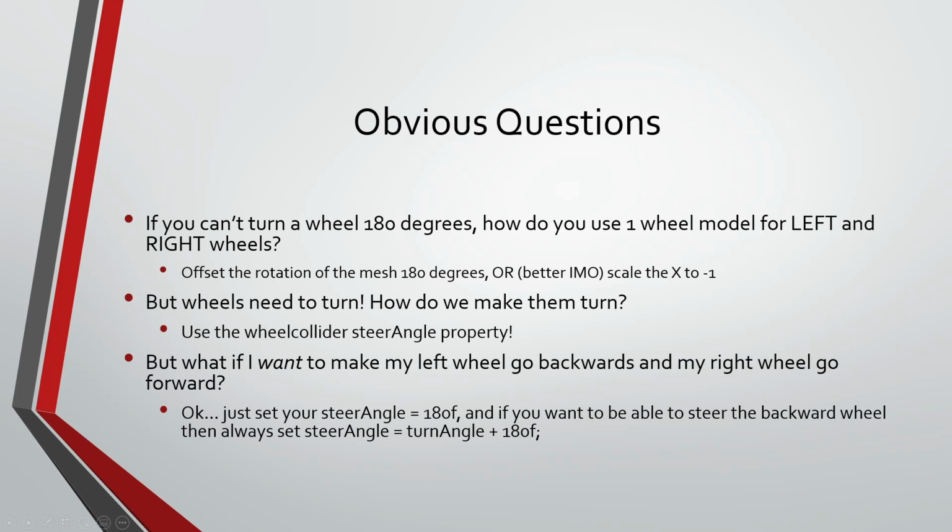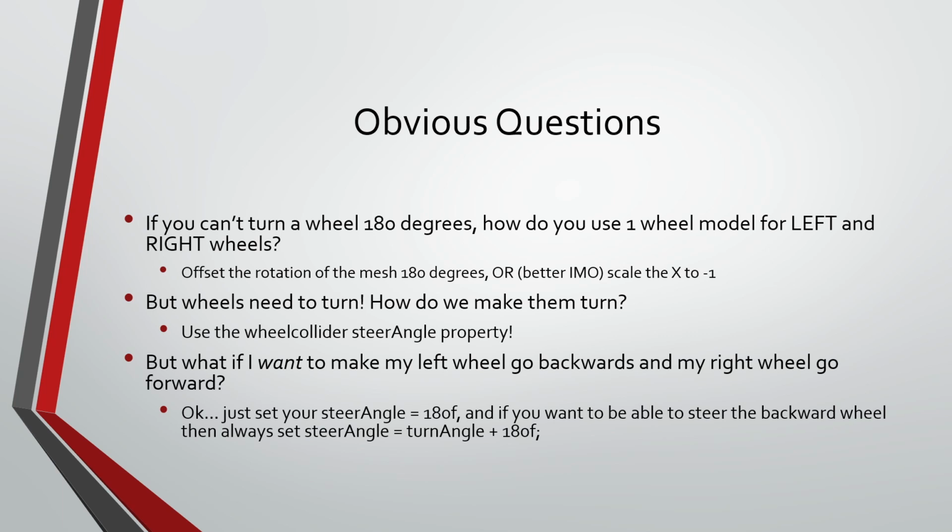But wheels need to turn. How do we make them turn? Well, the wheel collider actually has a steer angle property, and you set that steer angle property with values, whether it's input or anything else. But what if I want to make my left wheel go backwards and my right wheel go forward? Well, you can. You just have to set your steer angle equal to 180 degrees F.